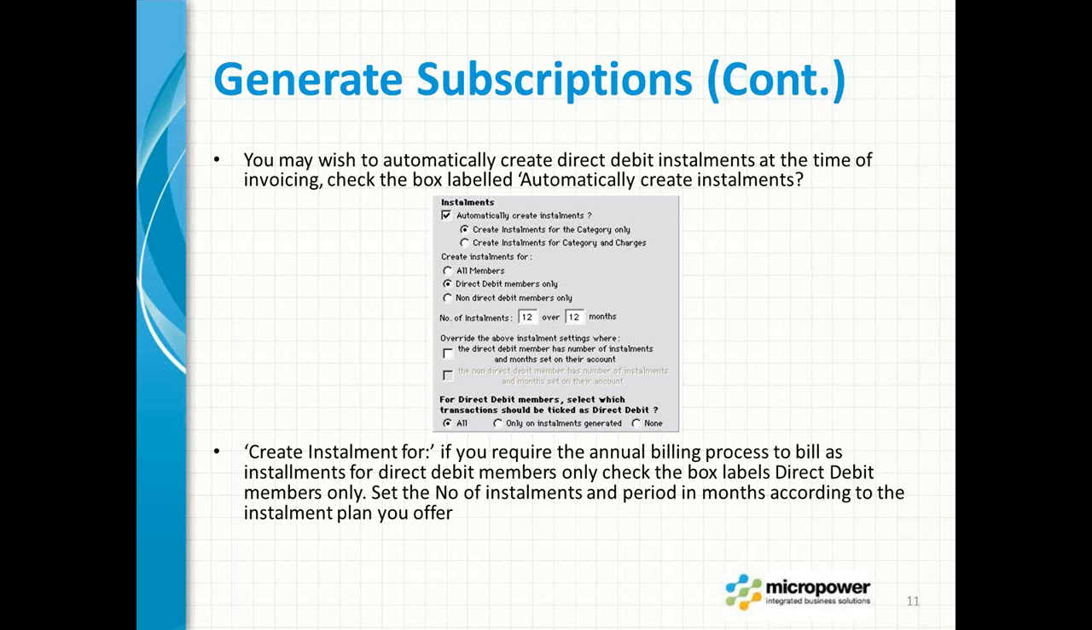check which ones you want to do it for, whether it's just for your direct debit members only, fill out the information, and put in how many instalments it's going to be. In this example, it's 12 instalments over 12 months, so it's 12 monthly instalments. So you can create them. If you require the annual billing process to bill for all of them, you just select that there, as I said. Set the number of instalments and the periods. That's how you include the instalments as part of the subscription process.